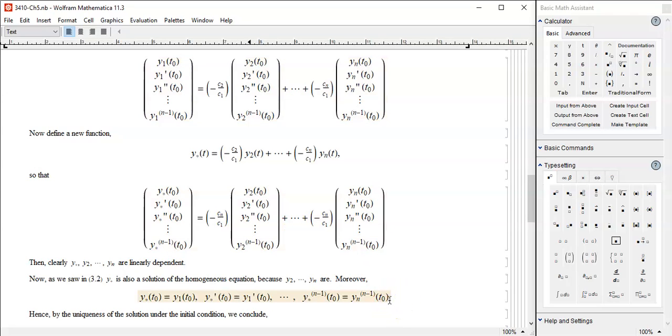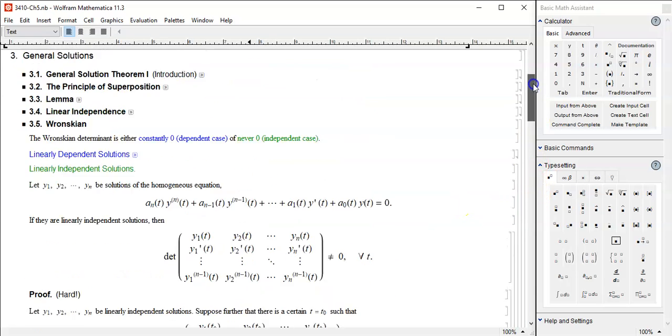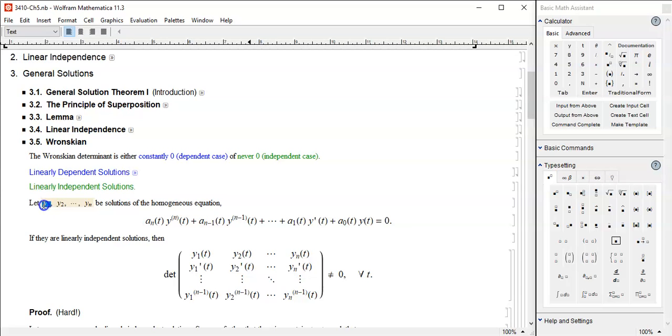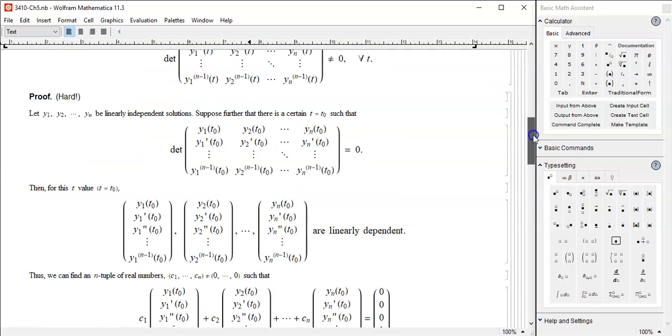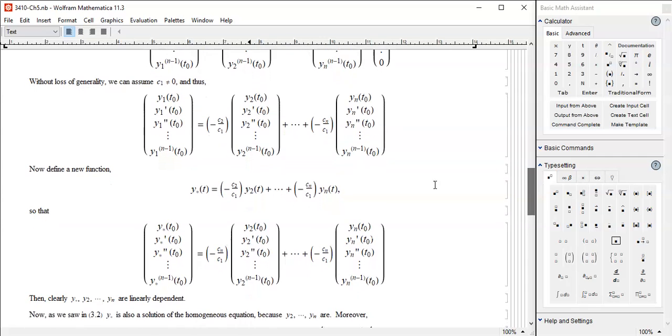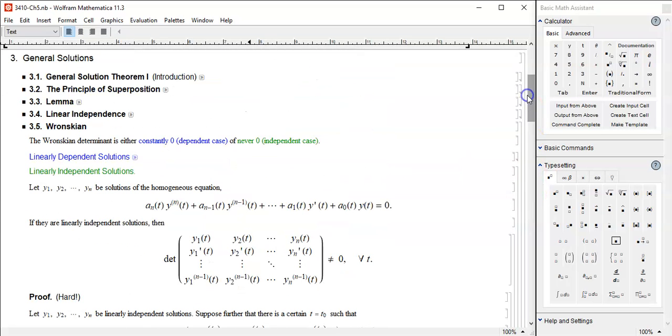So what do you get? y1 and y star share the same initial condition. And furthermore, both y1 and y star are solutions. Why is y1 a solution? We started all the way from the beginning. Why is y star a solution? Because of the principle of superposition here. y2 through yn are all solutions, and this is a linear combination of solutions of the homogeneous equation. So this is also a solution. We proved it right here.